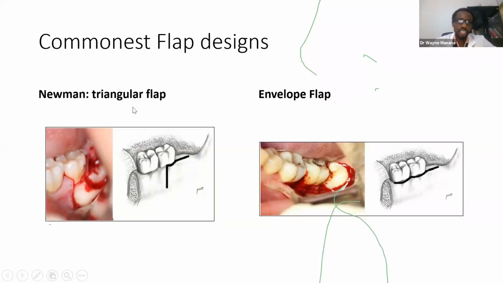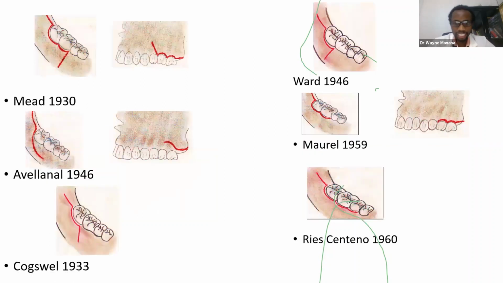So these are the two commonest flaps used in third molar surgery. This is called the triangular flap, and this is called the envelope flap. So the design is you make a release incision. So this is the release incision, and then paragingival or within the sulcus depth of the tooth, with an extension towards the distal, and then you raise with your periosteal elevator onto the bone. The envelope flap's only difference is that you are not making a releasing incision. But please note that there are so many incisions. There are as many incisions as there are surgeons.